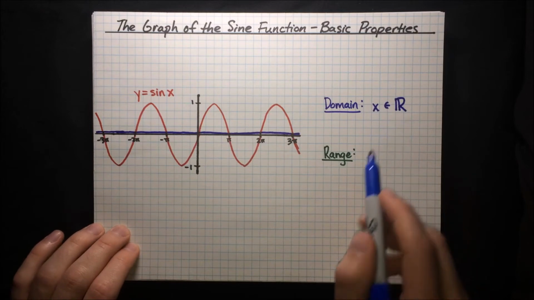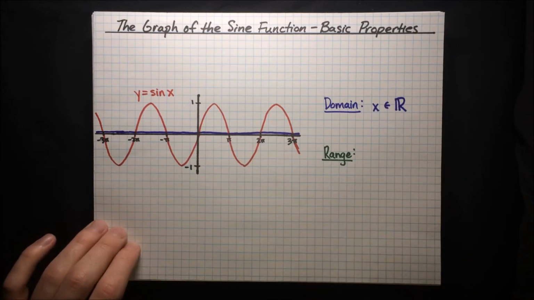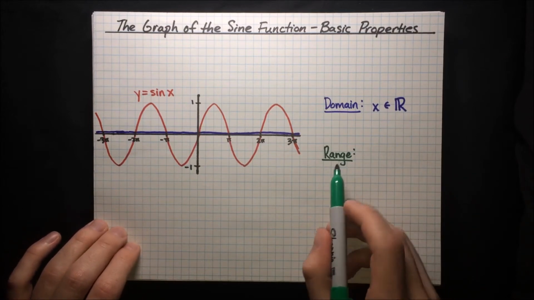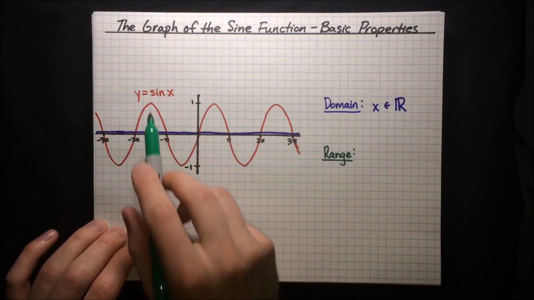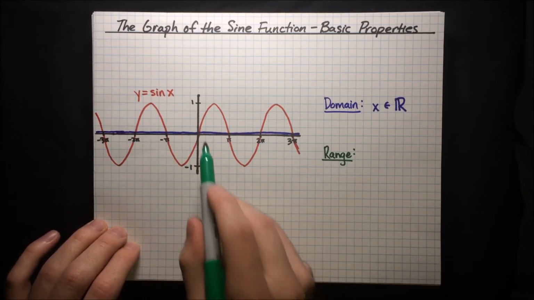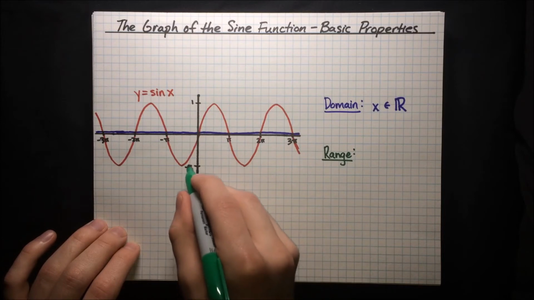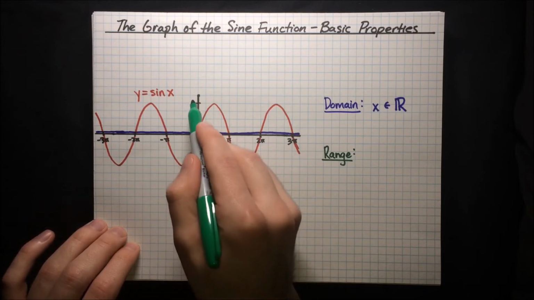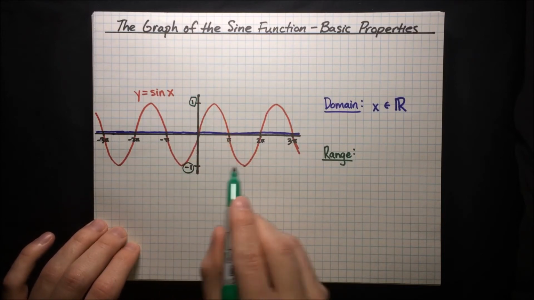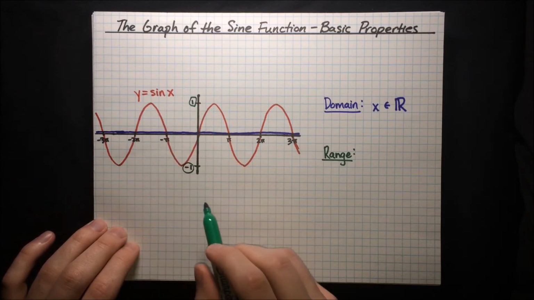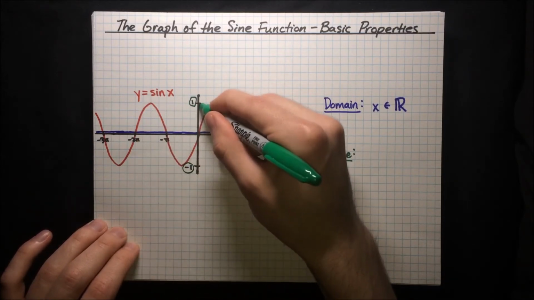All right, so how about the range? Where do the outputs cover? The range is all the possible outputs of the sine function. And if you look, it's oscillating between -1 and 1. -1 is where the valleys are, and 1 is where the peaks are. And it just covers all the numbers in between.